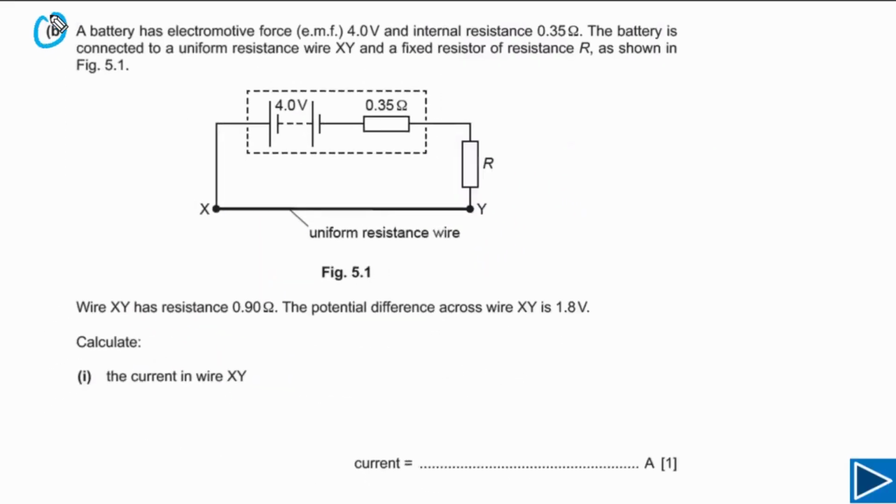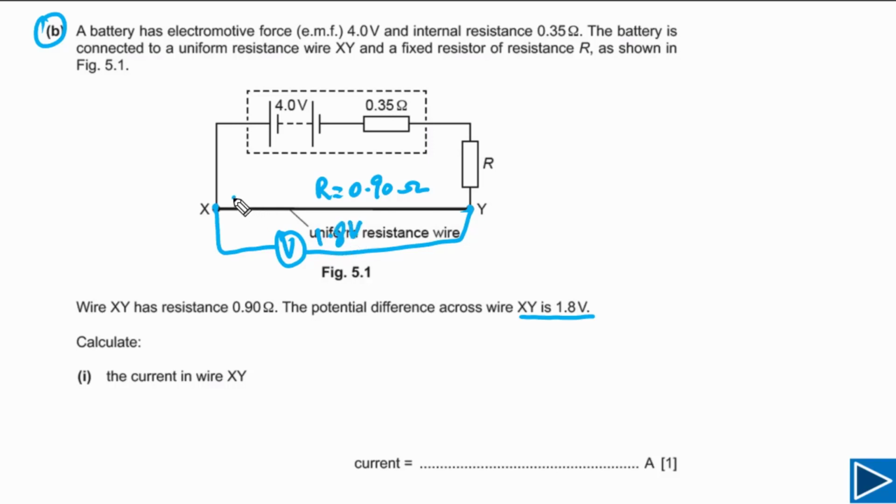For part B, it is given to us that the wire XY has a resistance, simply 0.90 ohm. It is also given to us that the potential difference across XY is equal to 1.8 volts. This simply means if we connect a voltmeter across this wire, between X and Y, the reading on this voltmeter is equal to 1.8 volts.